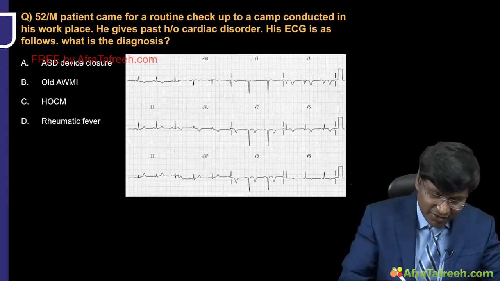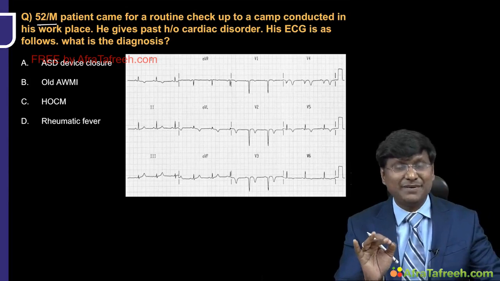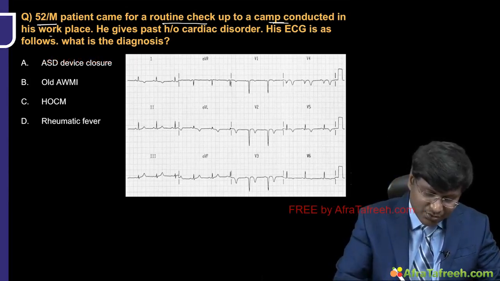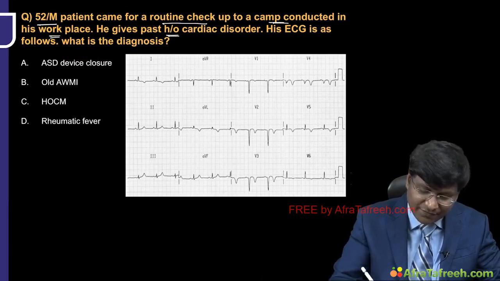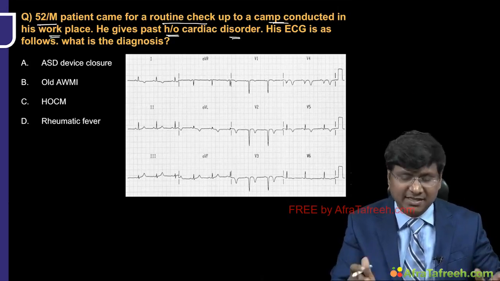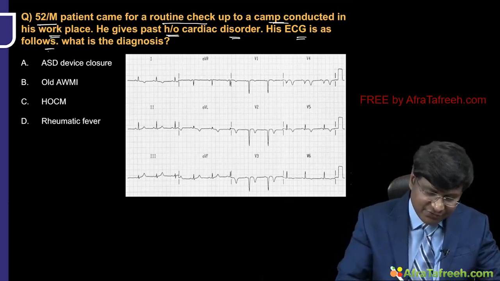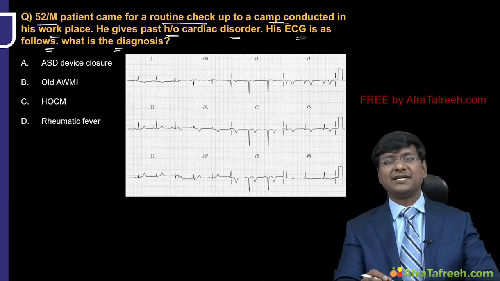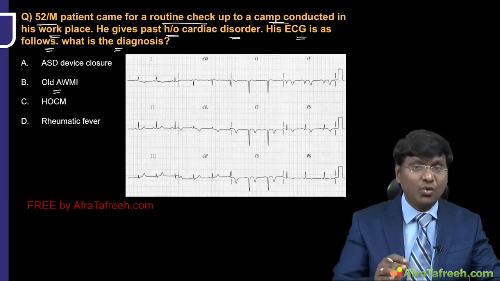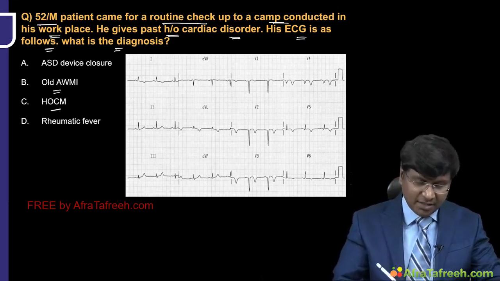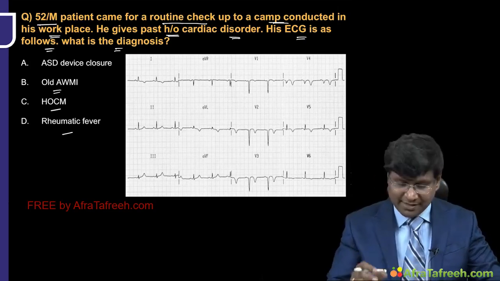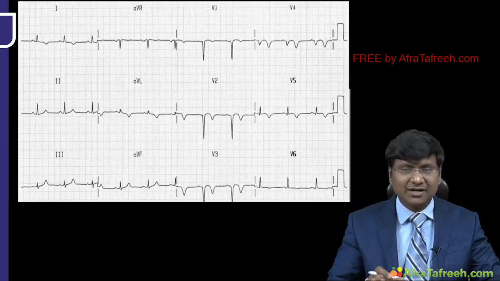Let me discuss. The question is, a 52-year male patient came for a routine checkup to a camp conducted in his workplace. He gives a past history of a cardiac disorder. We don't know what exactly that is. He says that there is some cardiac disorder in the past. His ECG is as follows. What is the diagnosis? The options are: the patient underwent ASD device closure, patient had old anterior wall MI, hypertrophic obstructive cardiomyopathy, or rheumatic fever. Okay. So now what is the abnormality you are having here?